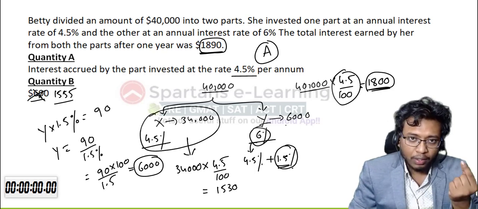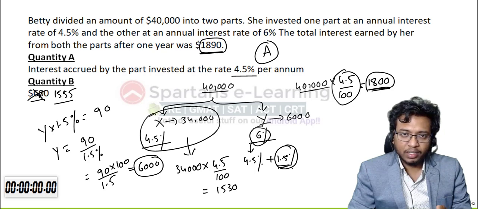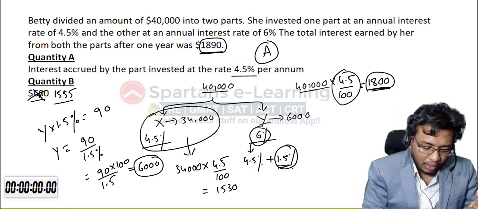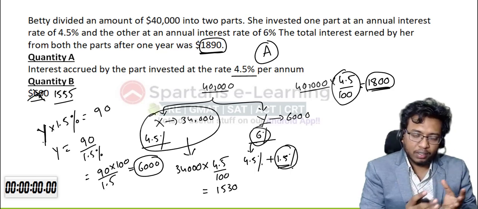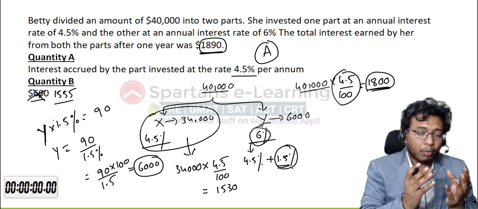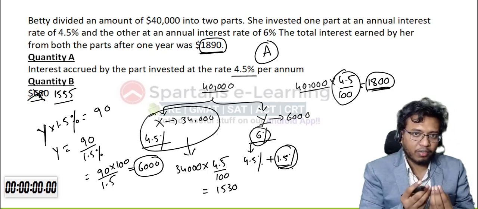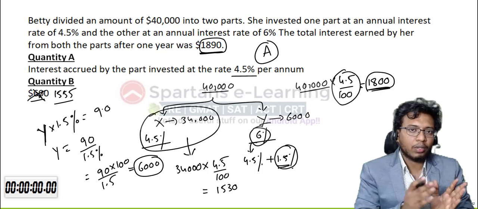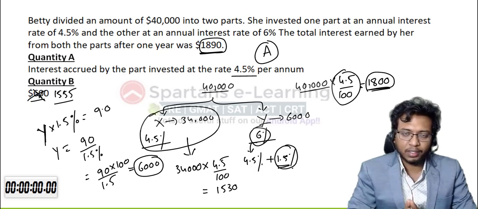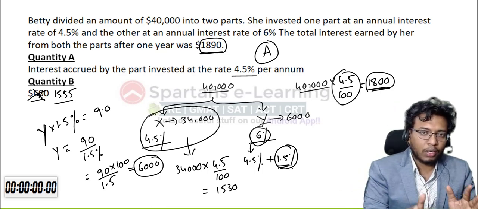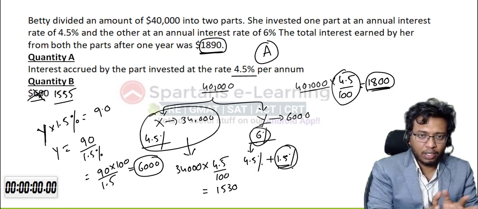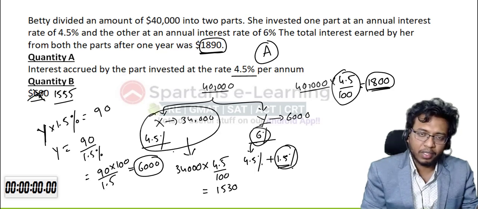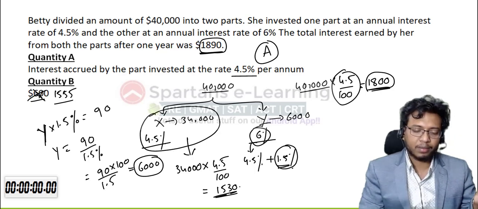Because on every rupee I'm giving to Y, there is a reduction of 1.5%. I don't know how many rupees I gave to Y, so let it be Y. For every Y rupee I'm reducing 1.5%. So 1.5% into Y will be 90. So Y value you are getting as 6,000. That means you gave 6,000 at the rate of 6%. Now 34,000 you gave to another person at a rate of 4.5%. The question is calculate 4.5% of 34,000. You will get this much, right?